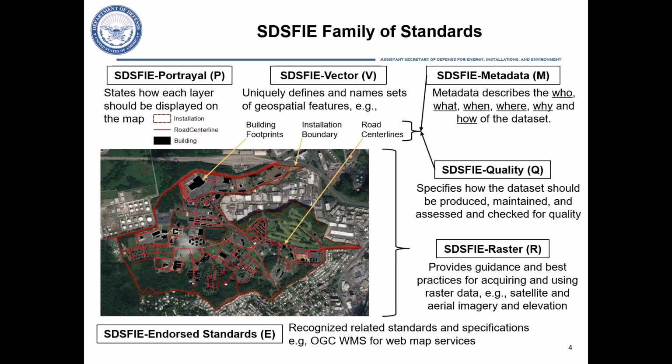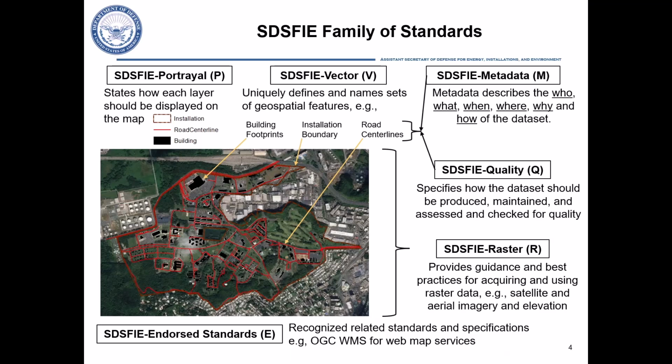The metadata, or M standard, captures important information about the data, such as who created it, to what date the content is relevant, how it was created, and when it was published, which is important for the discovery of data and understanding its quality and usefulness. The quality, or Q standard, is a set of procedures and metrics to ensure and measure data condition and character. The raster, or R standard, is a set of guidance and recommendations for acquiring and using gridded data.